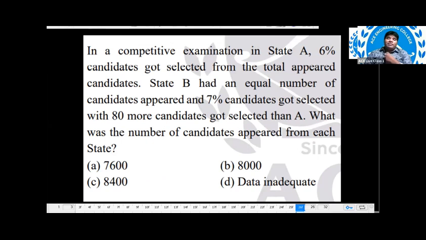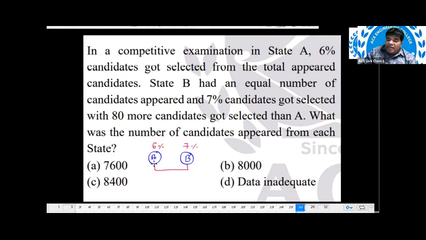In a competitive examination, state A had 6% of candidates selected from the total appearing candidates. State B had an equal number of candidates appearing. State A and state B appearing candidates are the same. Suppose state A has 1 lakh, state B is also 1 lakh. Out of the appearing candidates, 6% selected in A, 7% selected in B.